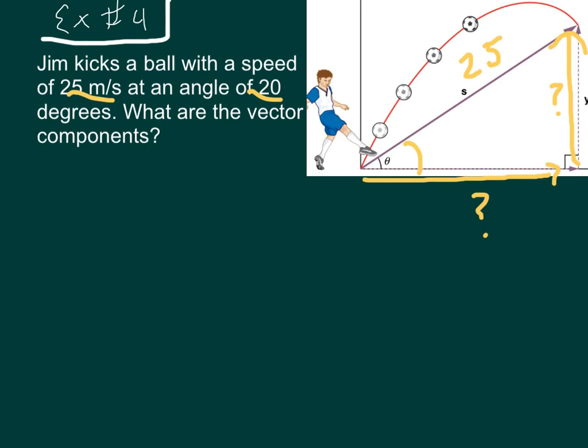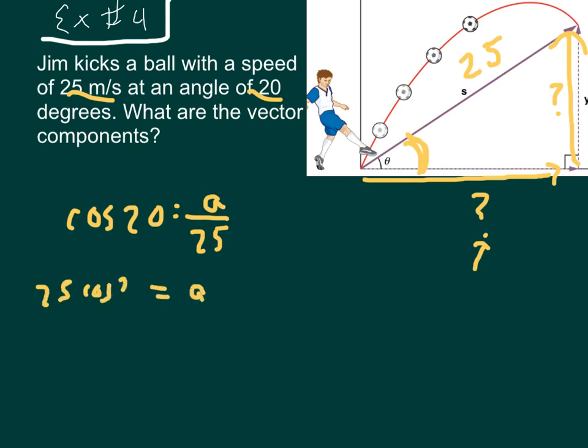Now notice how you're seeing the common theme. The x value is always going to be cosine if you pick this angle, because that's going to be adjacent. Cosine of 20 equals adjacent over hypotenuse. And then adjacent is whatever 25 cosine of 20 is. That ends up to be 23.49.